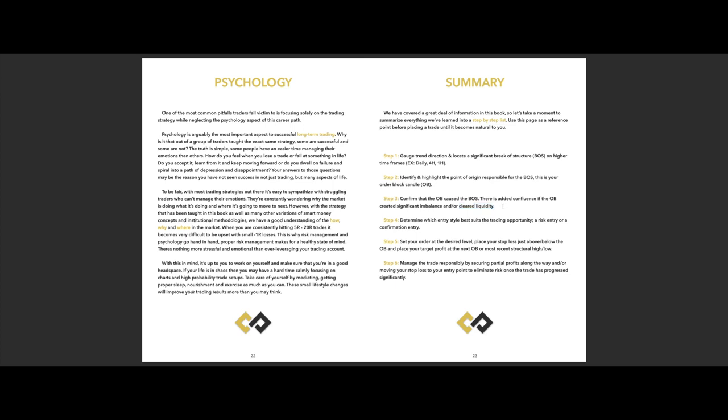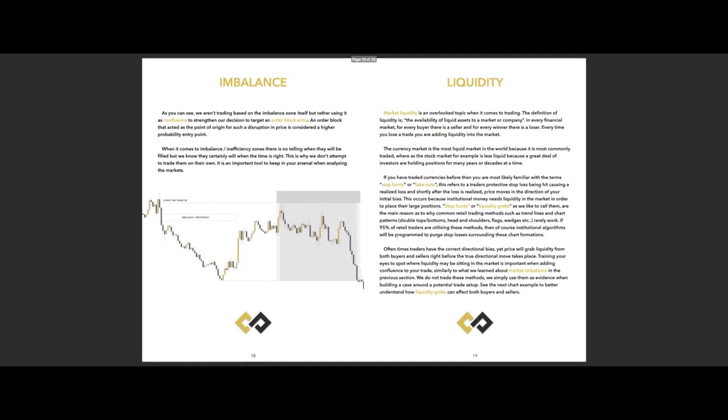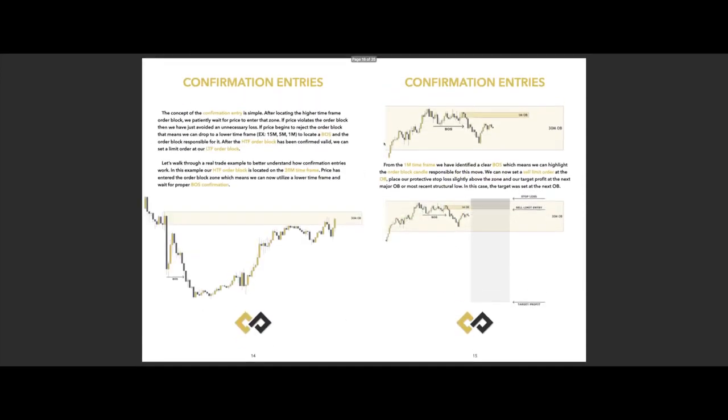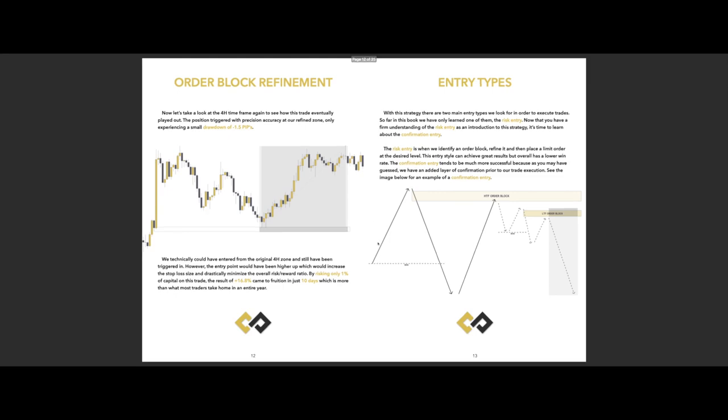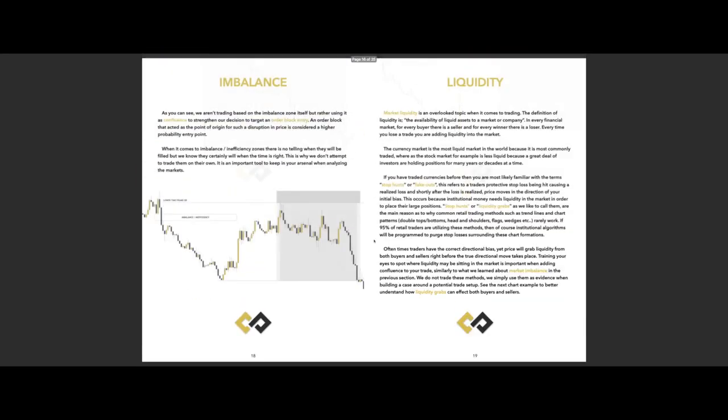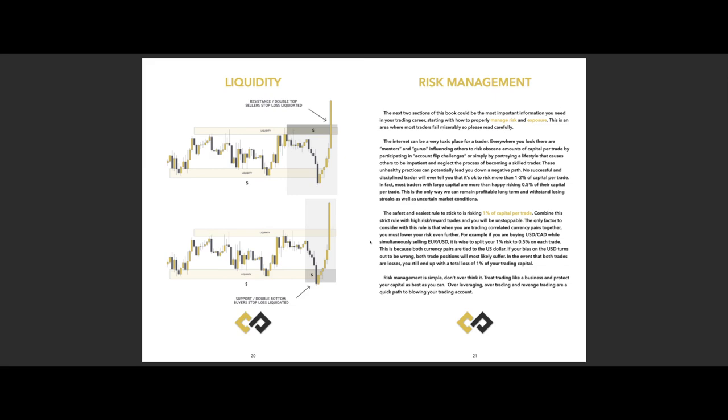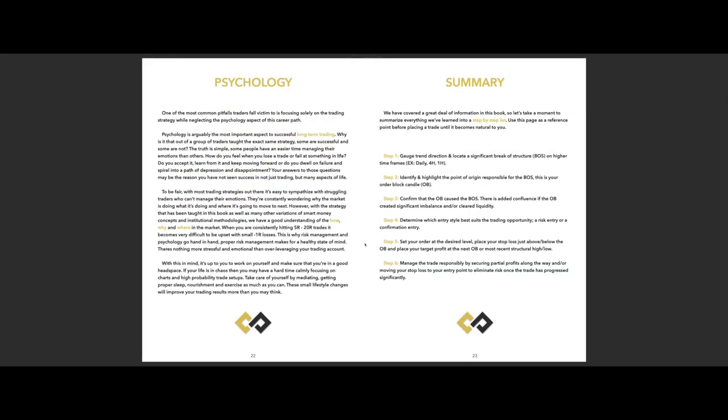Those are added confluences. Step 4, determine which entry style best suits the trading opportunity, a risk entry or a confirmation entry, okay? Again, if you're watching this before those course videos are out on entry styles, there is a section within this ebook, confirmation entries, right? Entry types. We have a lot of information in this ebook. This thing is jam-packed with value, okay? So just refer to those for now and then watch the videos afterwards.